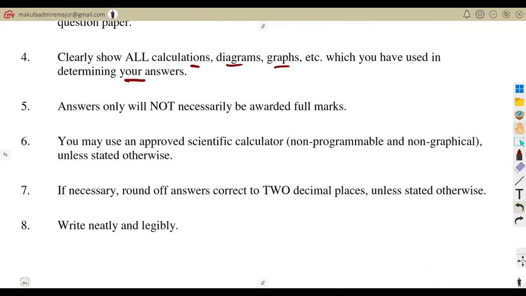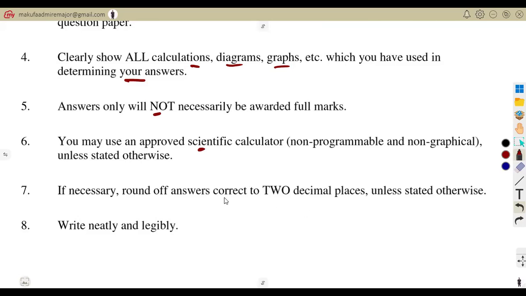Also go through all these instructions, guys. Whatever you're given, answers only will not necessarily be awarded full marks. So you need to show calculations there. They are saying answers only will not necessarily be awarded full marks. You must be careful there. You may use an approved scientific calculator, non-programmable and non-graphical, unless stated otherwise. So as long as the calculator you're using is approved, that is fine.